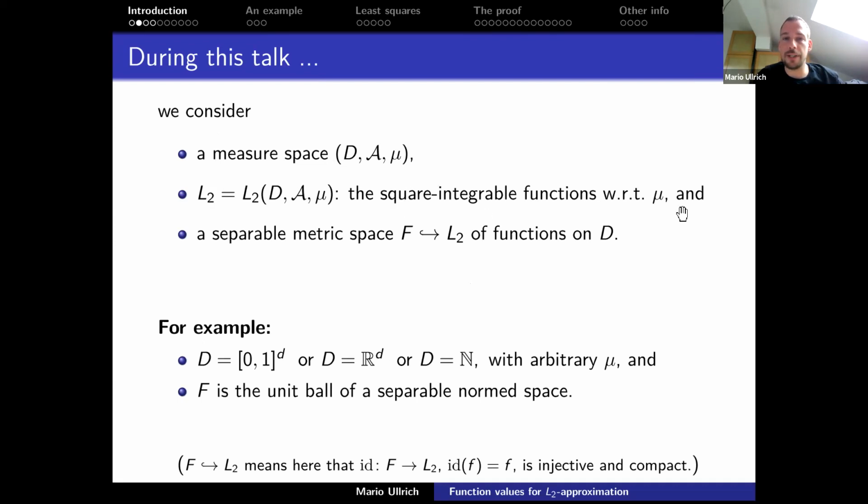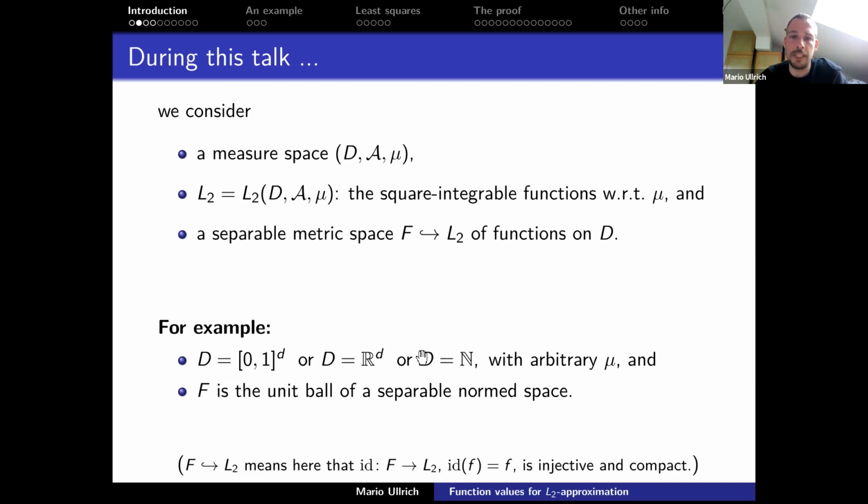Okay, so to be a bit more precise, assume an arbitrary measure space, take the space of all square integrable functions on it, and consider a subset or subspace F of L2 of functions. And this subset should be a separable metric space. Sometimes it's easier to think about examples, so you think of whatever example you want. E could be the cube or the whole space or even the natural numbers, right?